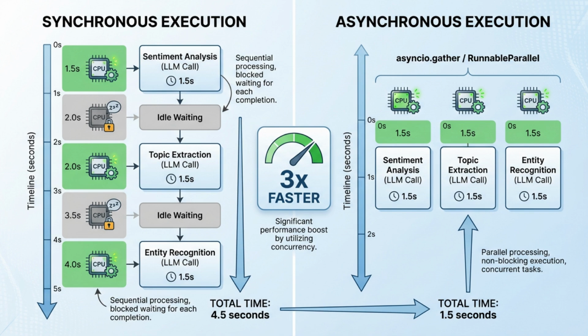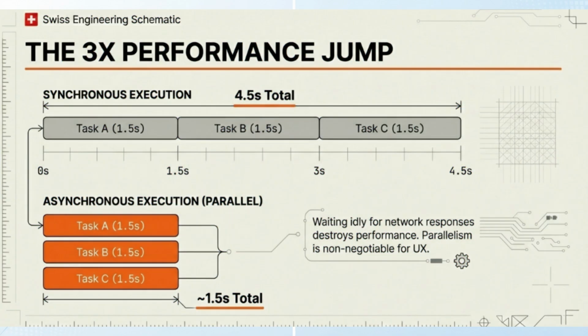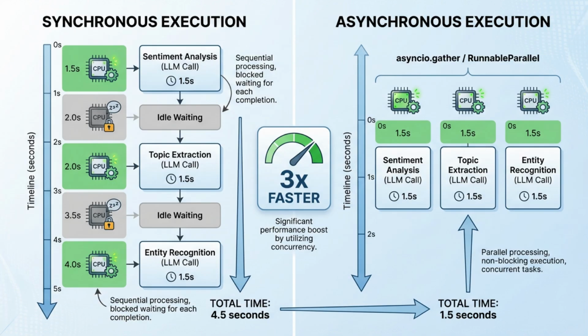But look at these gray blocks. Those represent your application. Just sitting there, doing nothing, waiting. Your CPU is idle. Your users are staring at a loading spinner. And all because you're running tasks that have no dependencies on each other, one at a time.